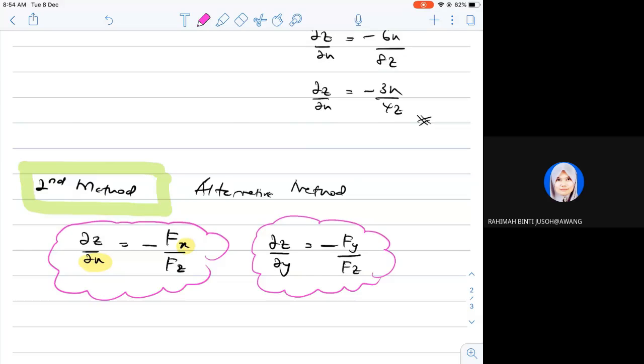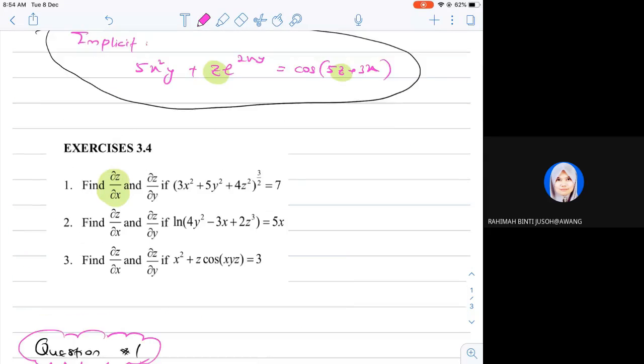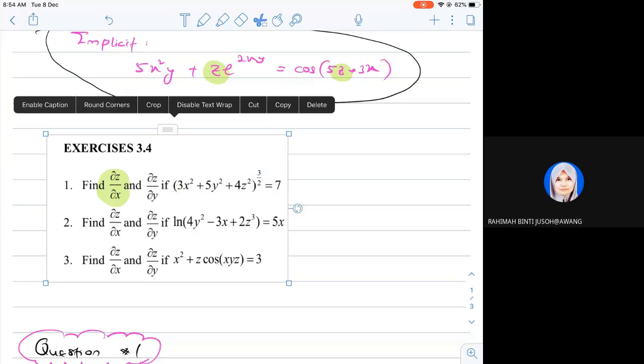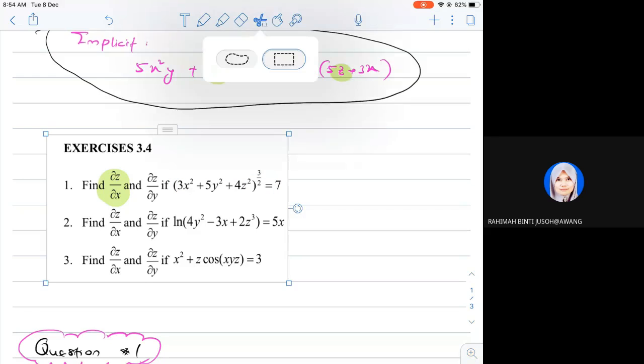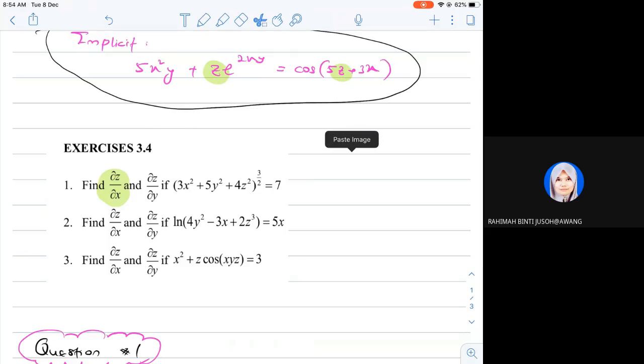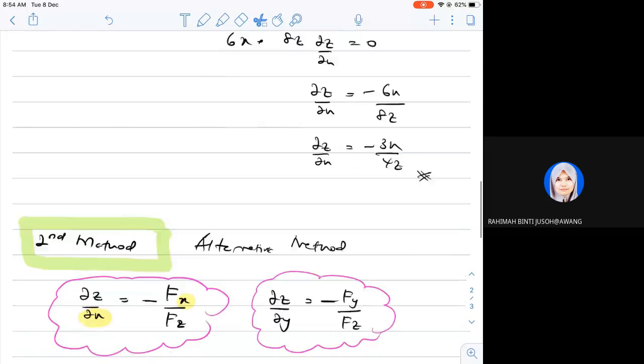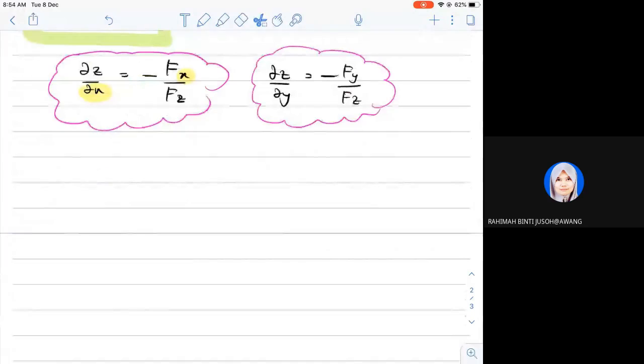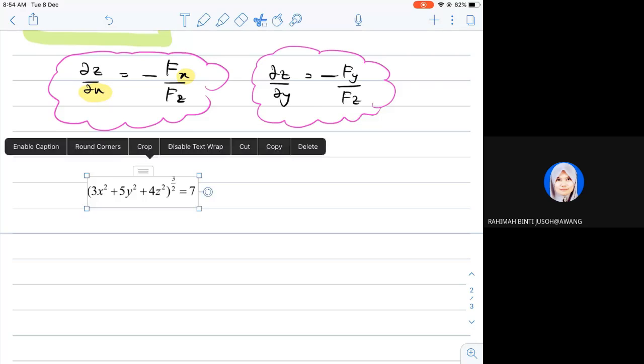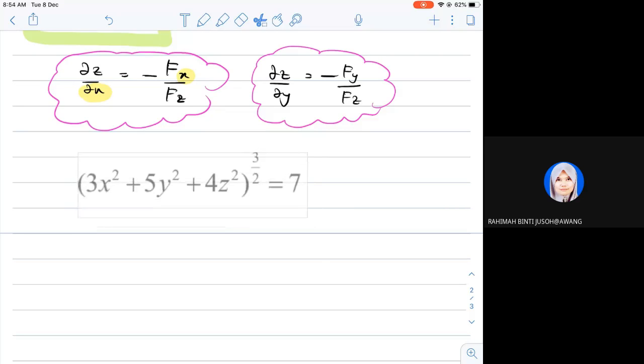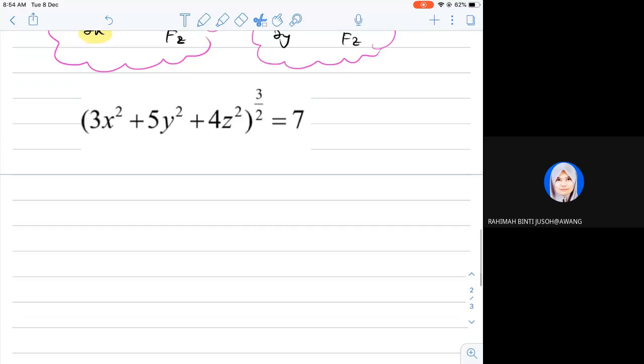Okay, let's say we solve again the same question. Soalan yang sama kita solve ni by using the second method ni. Okay, tadi kita solve guna first method kan. Sekarang kita guna second method. So first step, okay, solution.